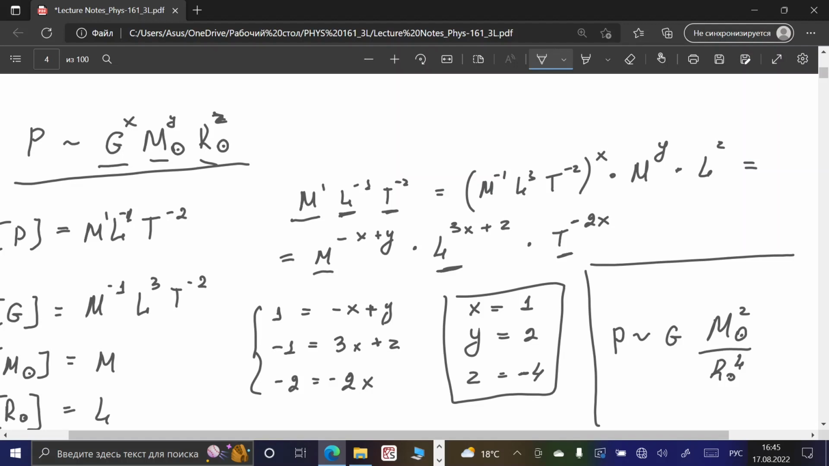So if you are interested, later you can substitute into this equation values for the gravitational constant, mass of the star and radius of the star, and get an estimated value of pressure inside. But keep in mind that you should substitute everything in SI units, just to be sure that you get the right answer.